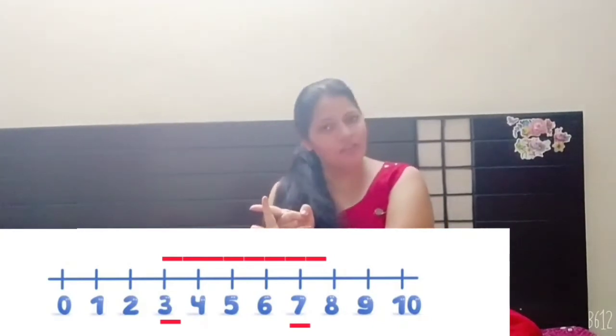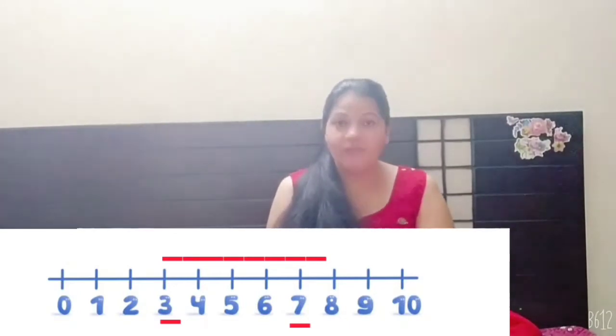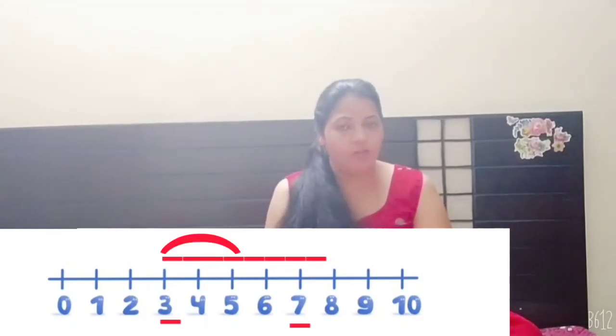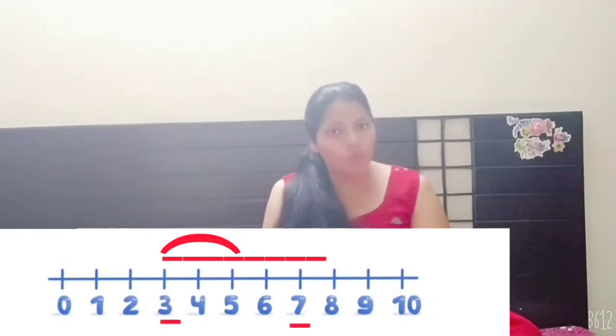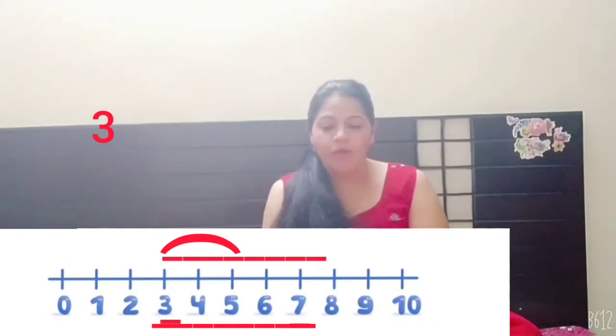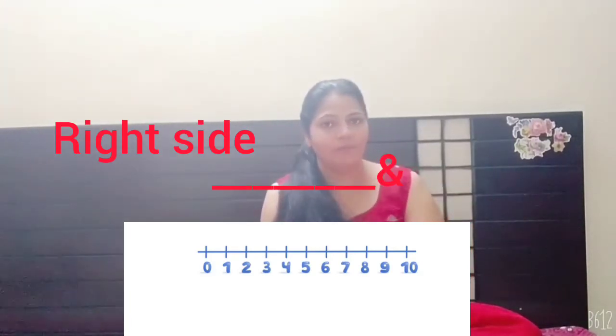Plus means addition. Total, together, jodna. Sikhaya tha na aapko maine? 3 plus 4. Without any calculation, we can add these two numbers by using a number line. Okay, we have to put our finger on 3. Hame 3 mein kya add karna hai? 4. So, we have to move 4 steps, at the right side of the 3.